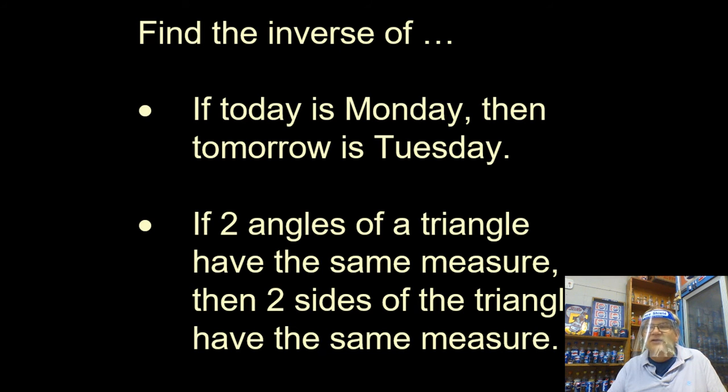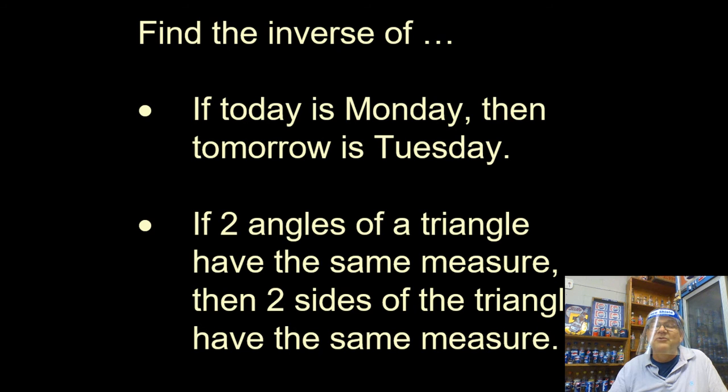And typically, if I'm writing out my answer key, I abbreviate a lot. There's nothing wrong with that. How about the second one? If two angles of a triangle have the same measure, then two sides have the same measure. Go for it. Yeah, if the angles do not have the same measure, then the sides don't have the same measure. That's what you'd end up putting.